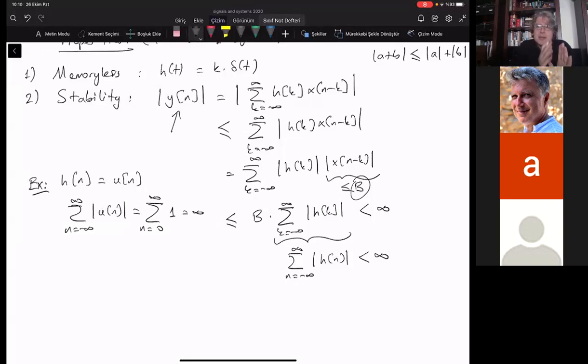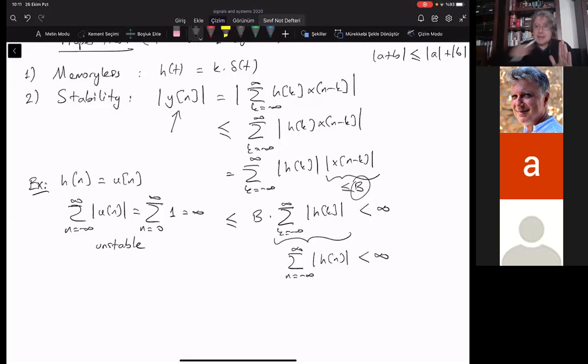So the summation of the impulse response samples diverges. It does not converge to a value. It's diverging to infinity, so this is unstable. But for instance, if h of n is a decaying exponential, then we know that the summation of a decaying exponential converges to a finite value. Therefore, it becomes stable.